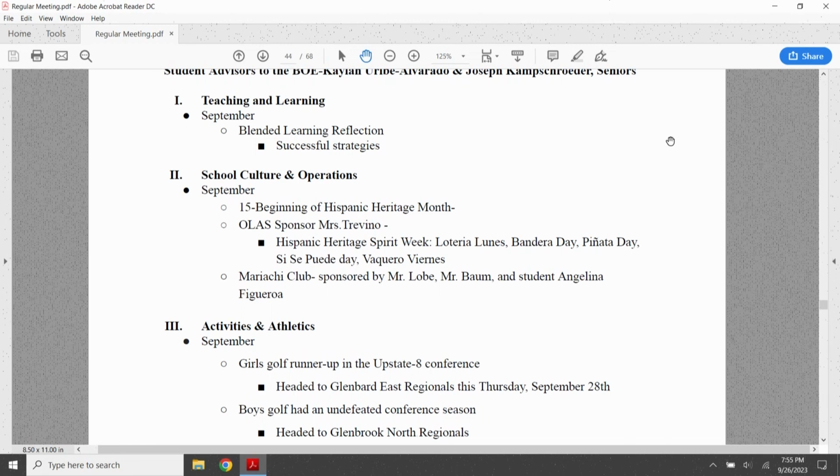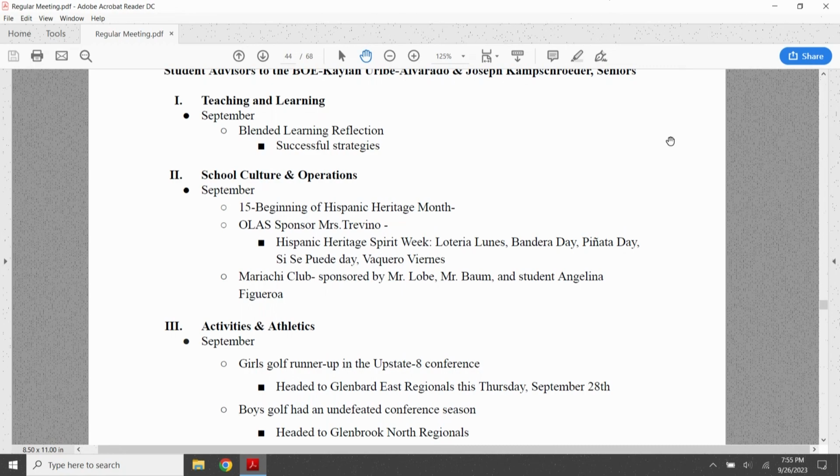And then on Thursday of that week, we had Si Se Puede Day, which is a big theme in the Hispanic Latino culture, where you come from parents who are immigrants, you try your best, because at the end of the day, si se puede. As long as you keep pushing, you keep going, and you get that diploma, you get your job, you do whatever you can, but at the end, se puede.